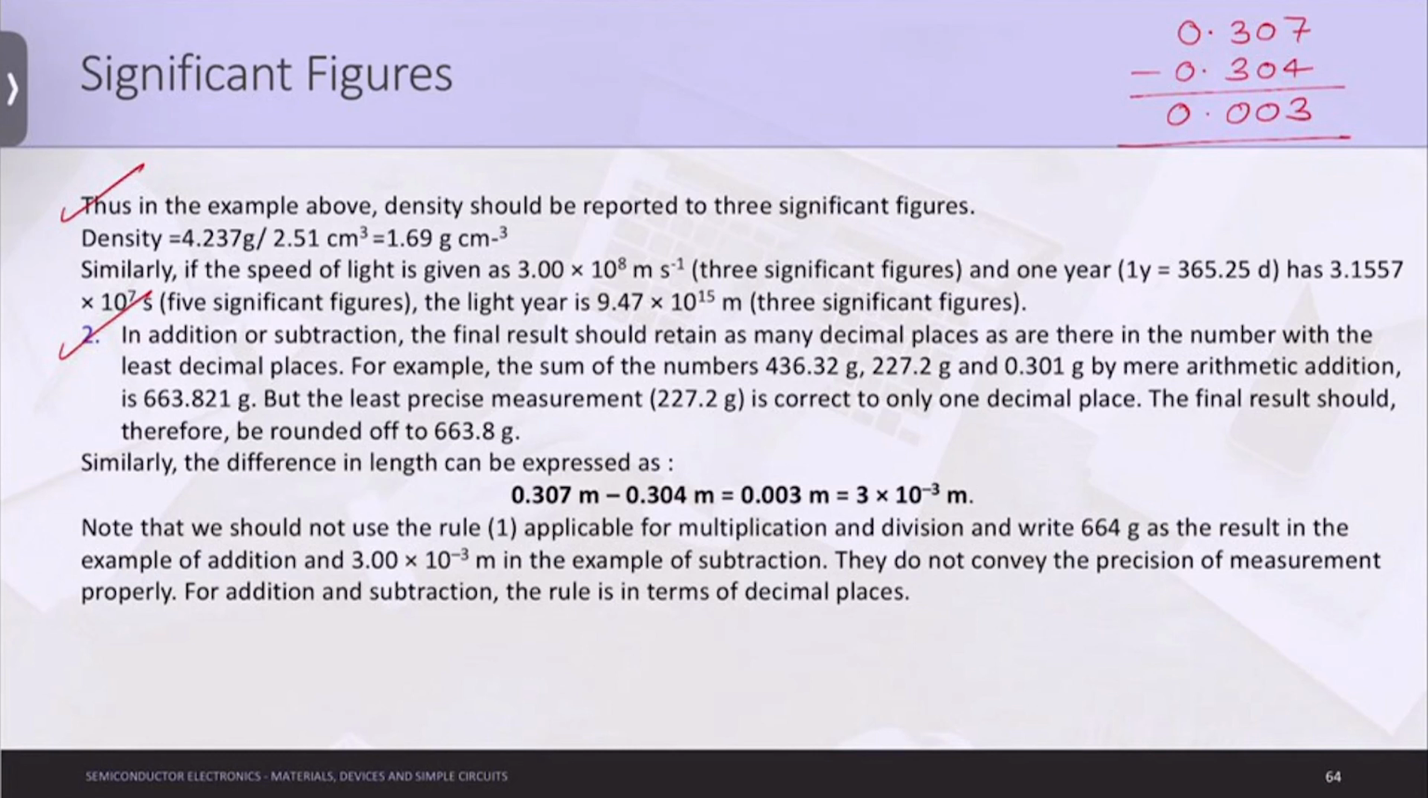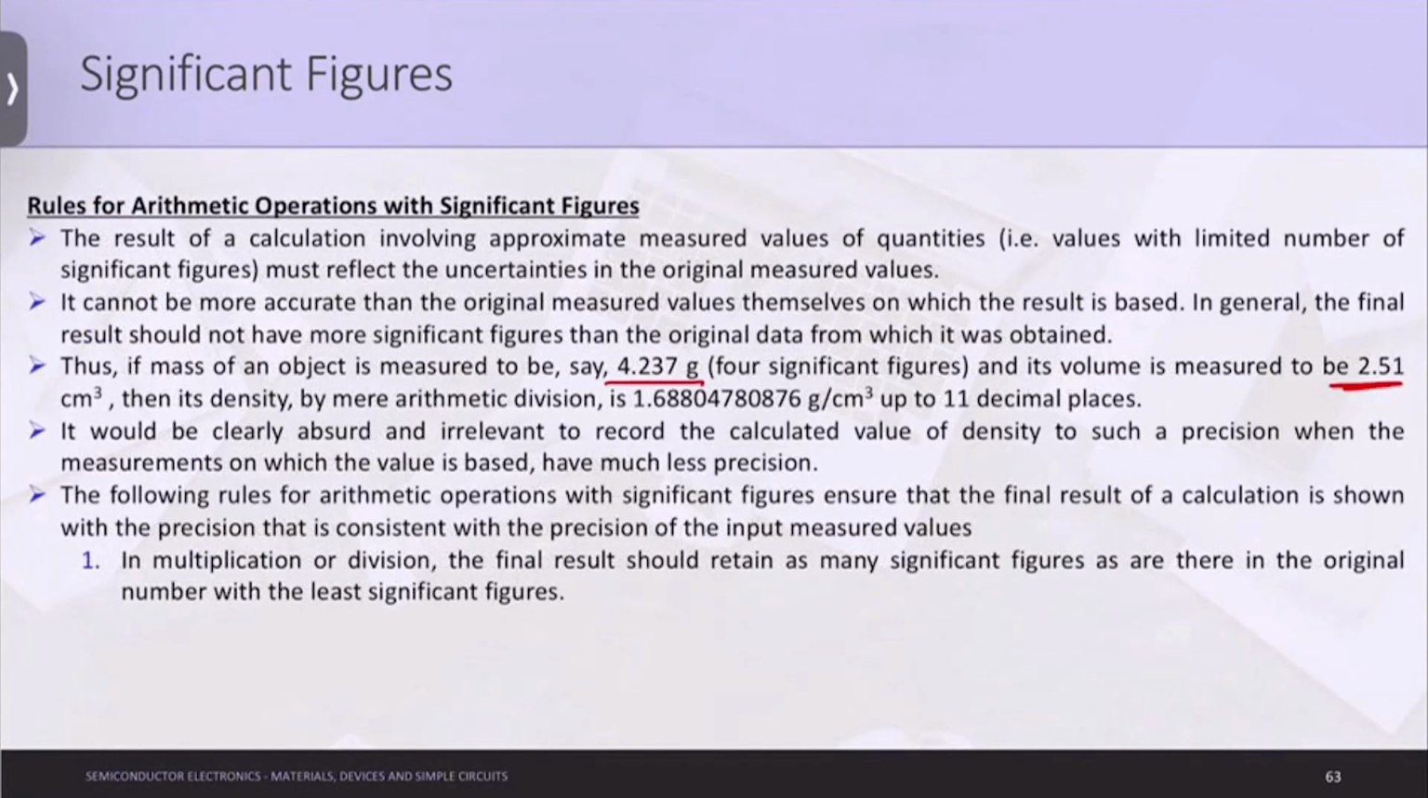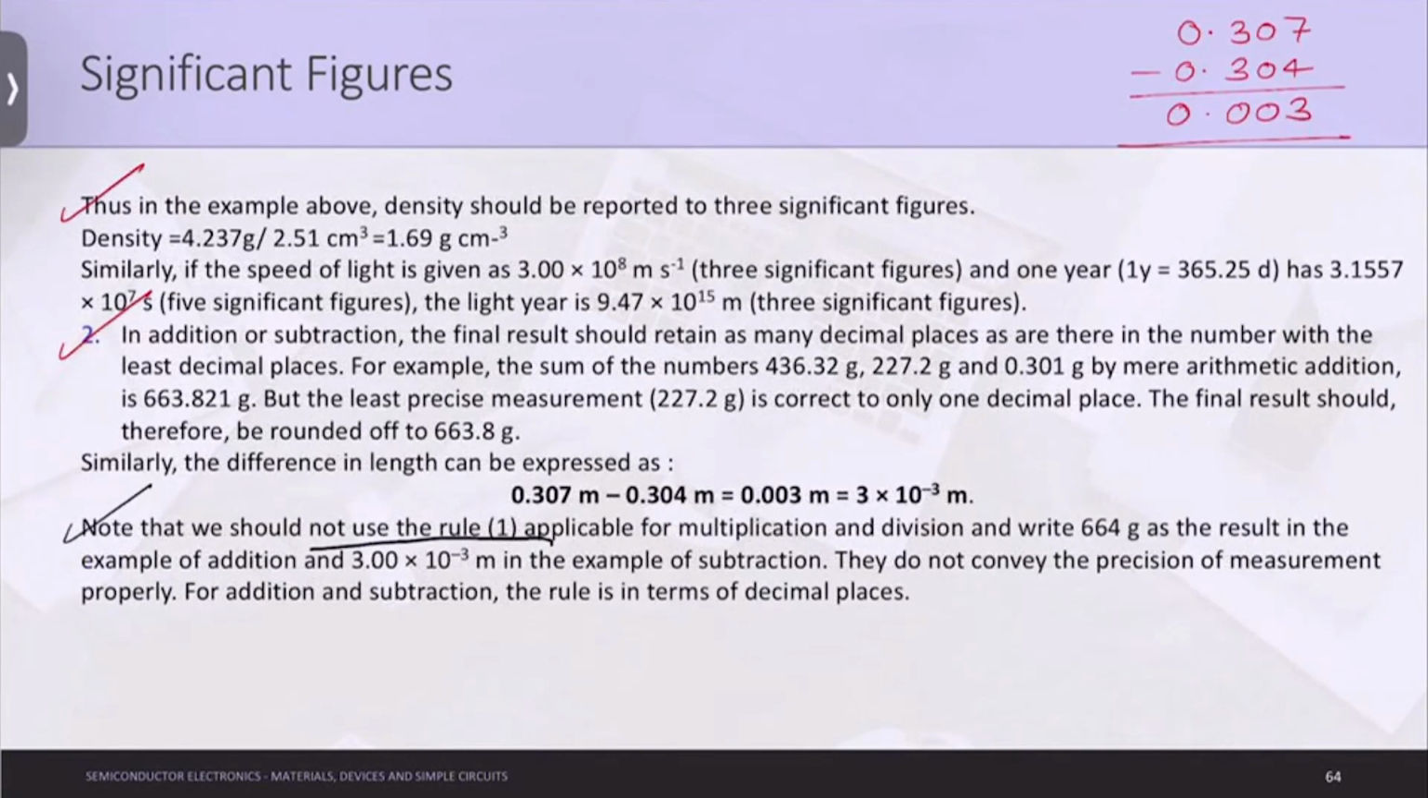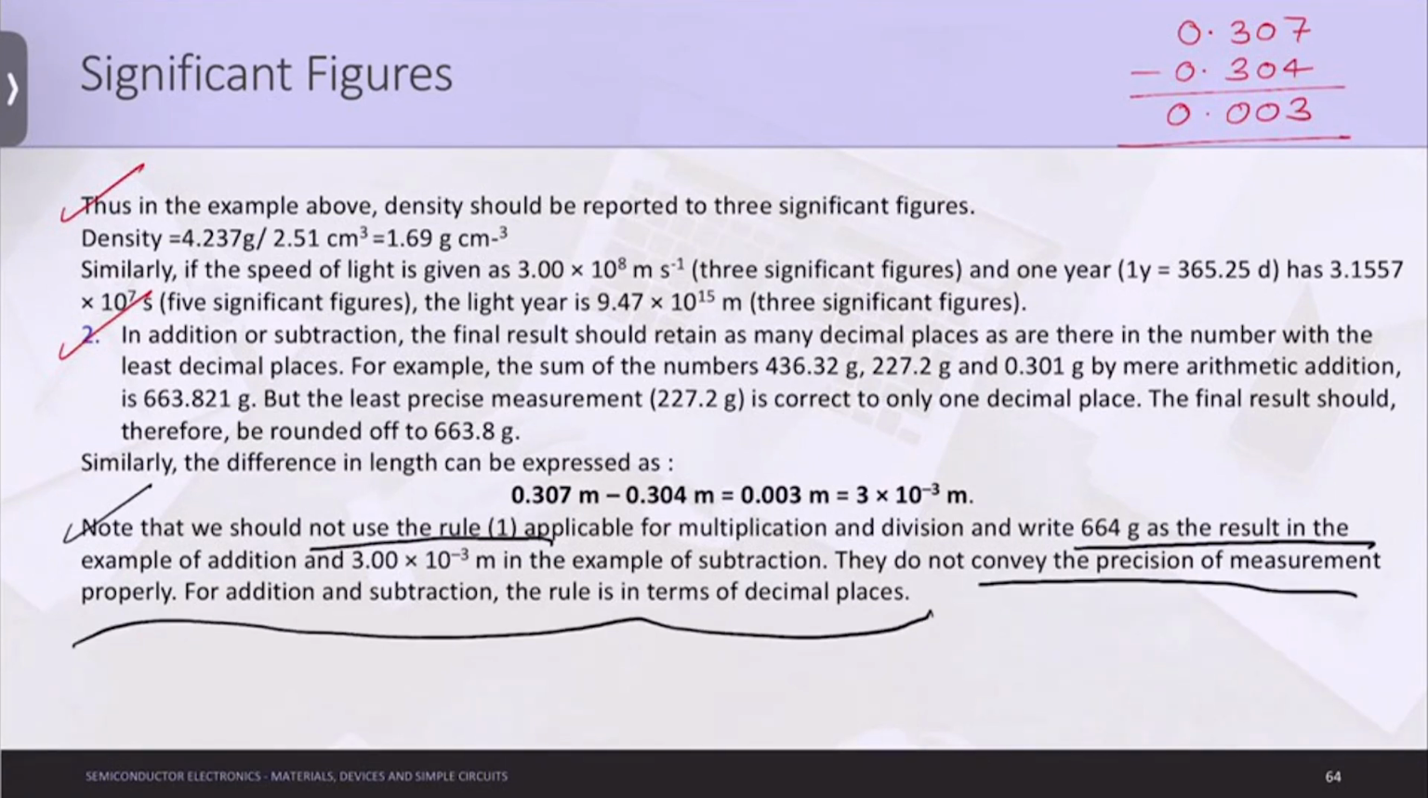Please try to read this note again. This note says that we should not use rule number 1, the rule we explained here, for application to multiplication and division, and write 664 grams as the result in the example of addition. The example of addition and subtraction is different, multiplication and division is different. Otherwise they do not convey the precision of the measurement properly. For addition and subtraction, the rule is in terms of decimal places only. So that's how this example is being solved.